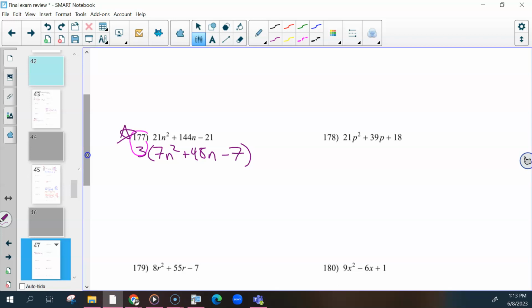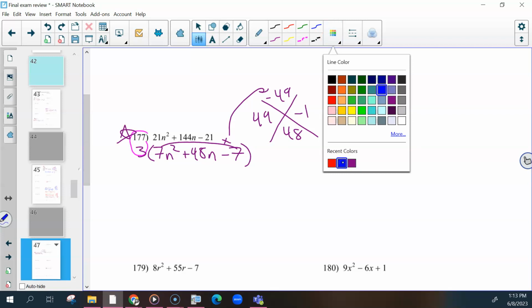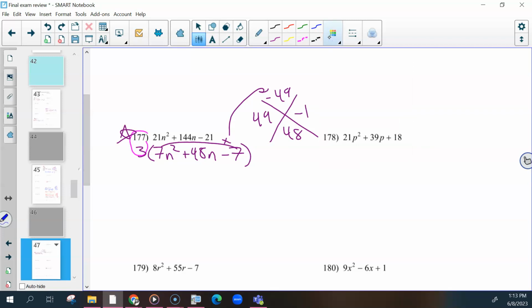Then we are going to multiply 7 and negative 7. And we're looking for two numbers that multiply to be negative 49, but add to be positive 48. 49 and negative 1. Yes. So then we would rewrite this into 4 terms. Keep bringing down the GCF. First and last stay the same. The middle becomes the two numbers you just found. Make sure you have the variable also.